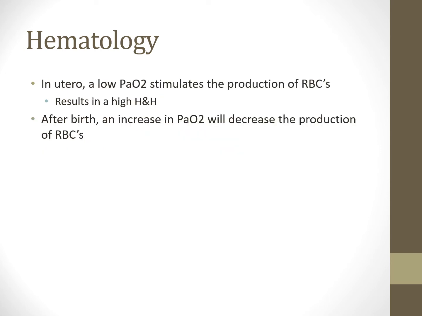So in utero, so when the baby's inside, a low PaO2, and we talked about this already before, a low PaO2 will stimulate the baby to produce red blood cells. This is exactly what we see with people that have chronic hypoxemia, with chronic bronchitis or emphysema, right? Their body produces more red blood cells and they become polycythemic. It's a way for them to carry oxygen and still get oxygen to their brain, their kidneys, their liver, and so on and so forth. So what happens here with these babies that have low PaO2 in utero, they'll ultimately come out with a high H&H, right? And that's something you'll see there.